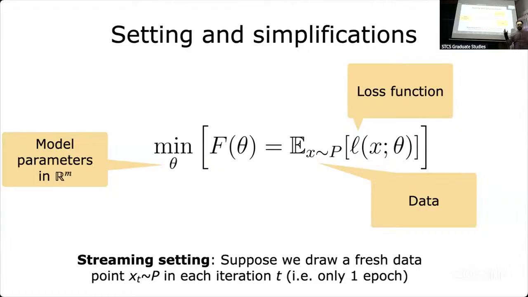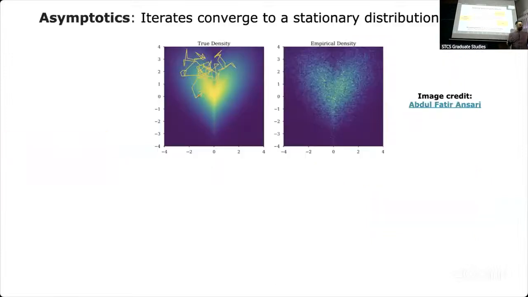I want to minimize the expected loss with data coming from some distribution, and we're in the streaming setting where we only make one pass over the data. So we make a lot of simplifications to get some analytic bounds here. Even with all these simplifications, it was weeks in elliptic integral hell.